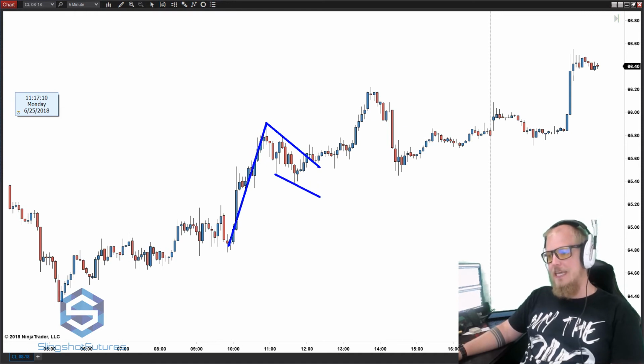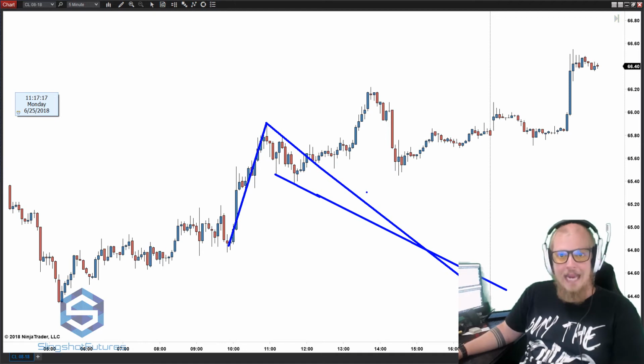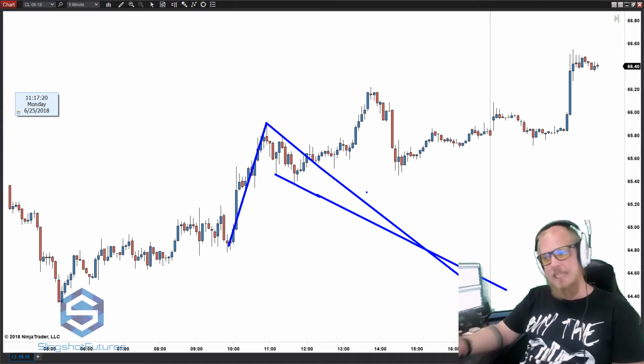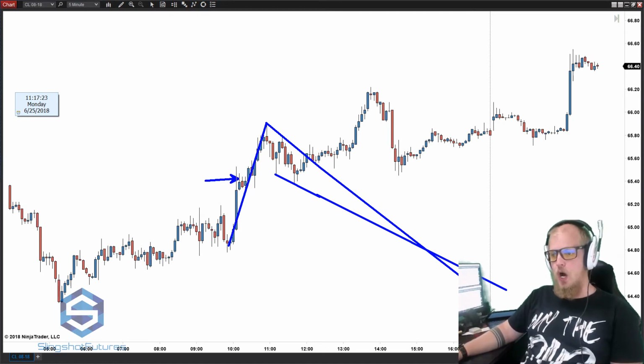And you can see that if you were to extend these lines far enough, they would eventually cross one another. And that is obviously very wide. It's a very long one, but you get the idea. It's the same thing. This is a wedge. It's a descending wedge after a strong rally to the upside.